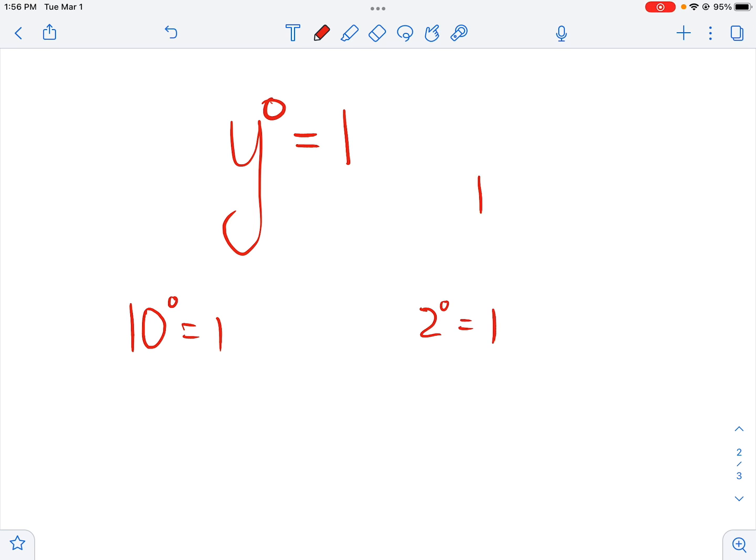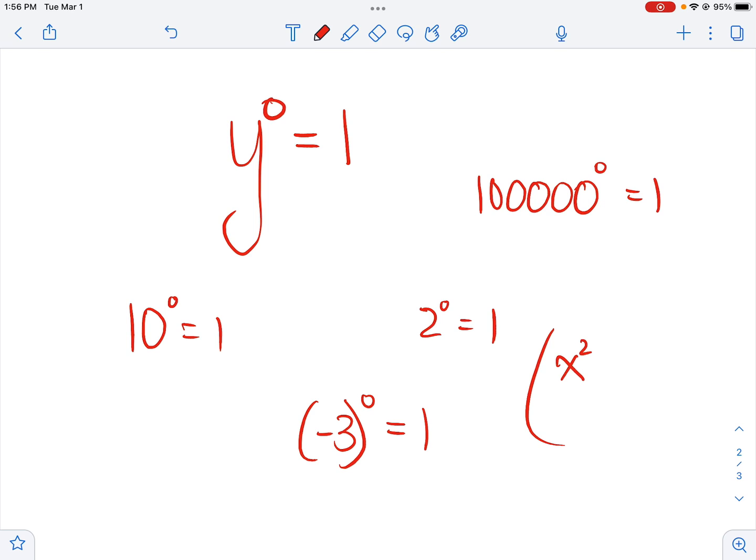So basically, the whole point of this video was to prove to you that any number to the power of 0 will always equal 1. 10 to the power of 0, 1. 2 to the power of 0, 1. 100,000 to the power of 0, 1. Negative 3 to the power of 0, still 1. X squared, y to the power of 4 divided by x to the power of 7. If I put all of that to the power of 0, 1. The end.